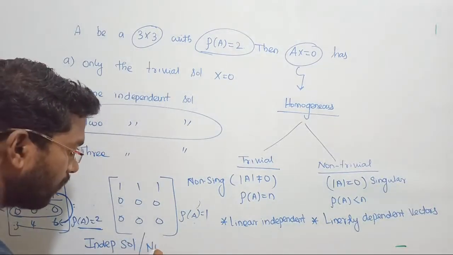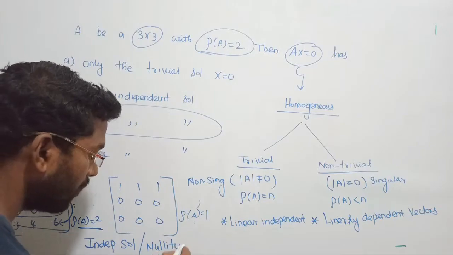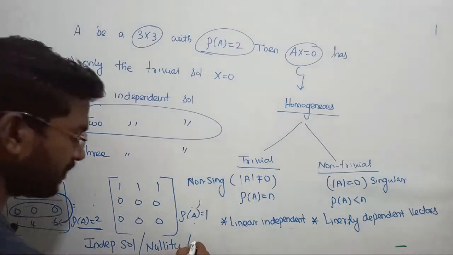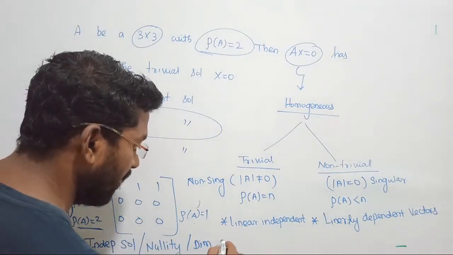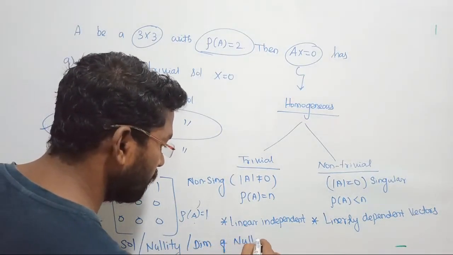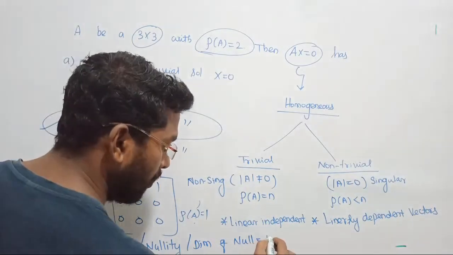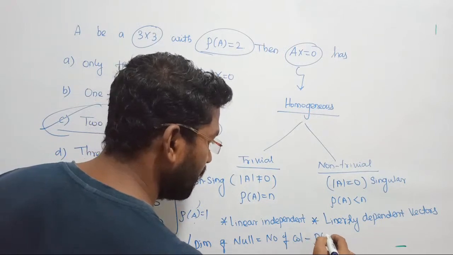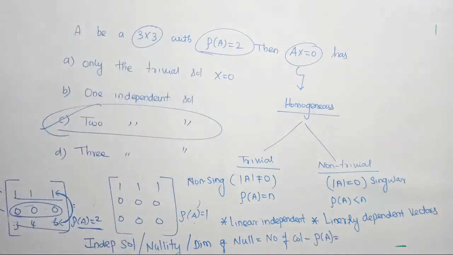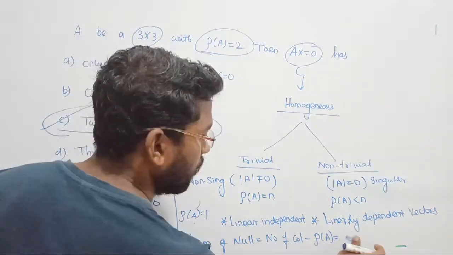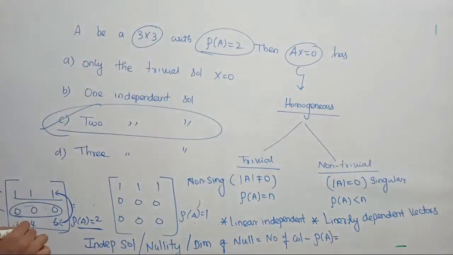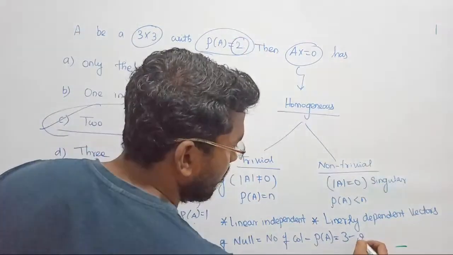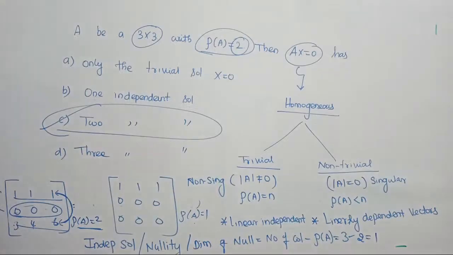Independent solution is nothing but what? Nullity. Do you remember? Null space. Nullity, that is the dimension of null space. I hope you all remember. The dimension of null space can be written as what? The formula is the number of columns minus the rank of the matrix, right? Now what is the number of columns here? How many columns are there? 1, 2, 3. Total I have 3 columns minus the rank of the matrix. The rank of the matrix is given as 2, such that 3 minus 2 is going to be 1.